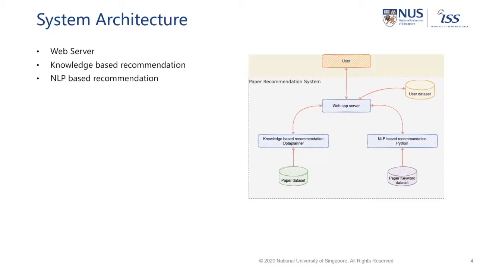As can be seen from the figure, our system mainly consists of three parts, namely a web server, rule-based paper recommendation, and NLP-based paper recommendation. First of all, the web server is responsible for interaction with users, including user registration, login, and other behaviors, and has its own user database for data storage.